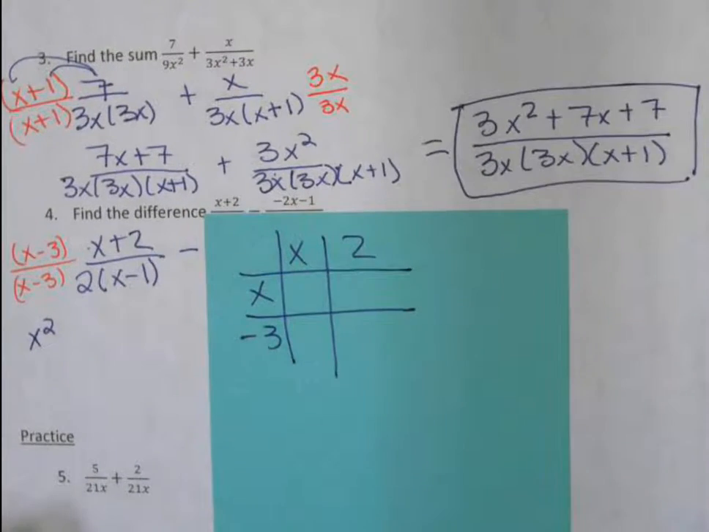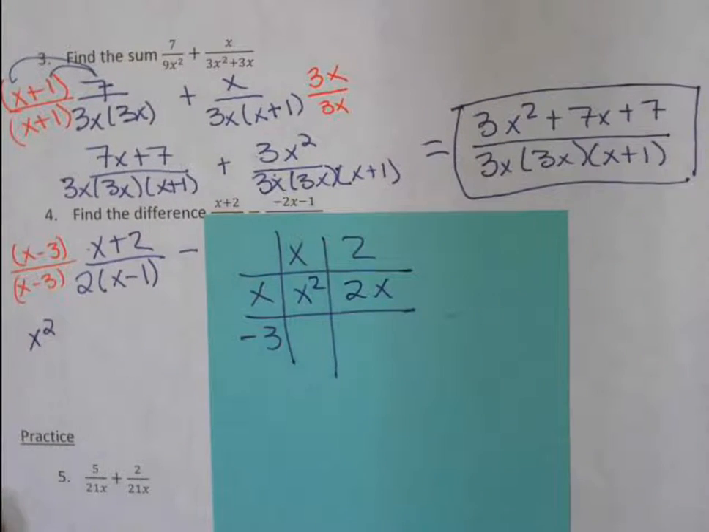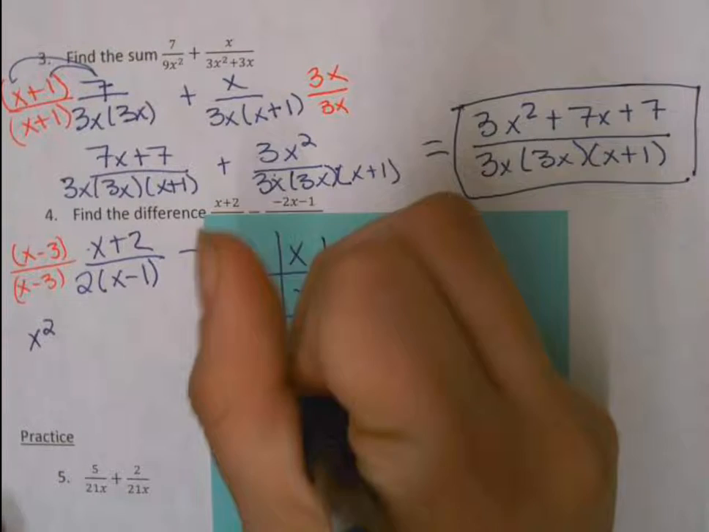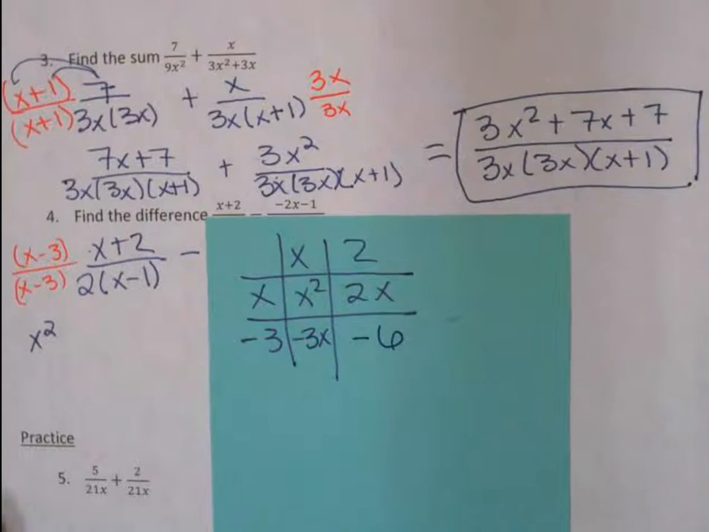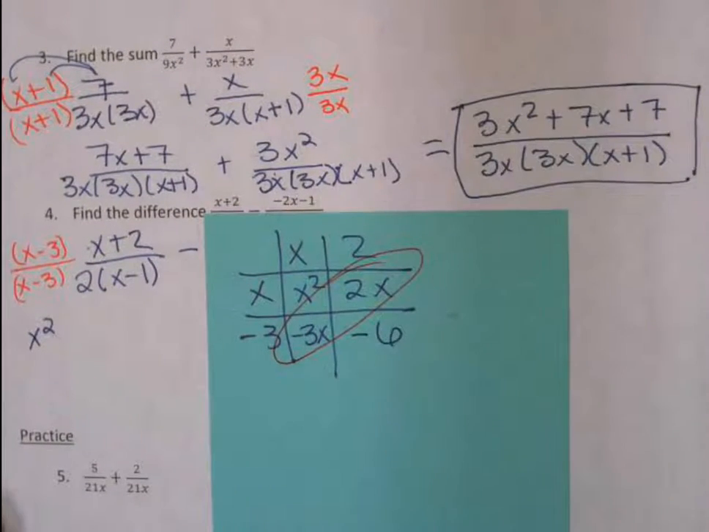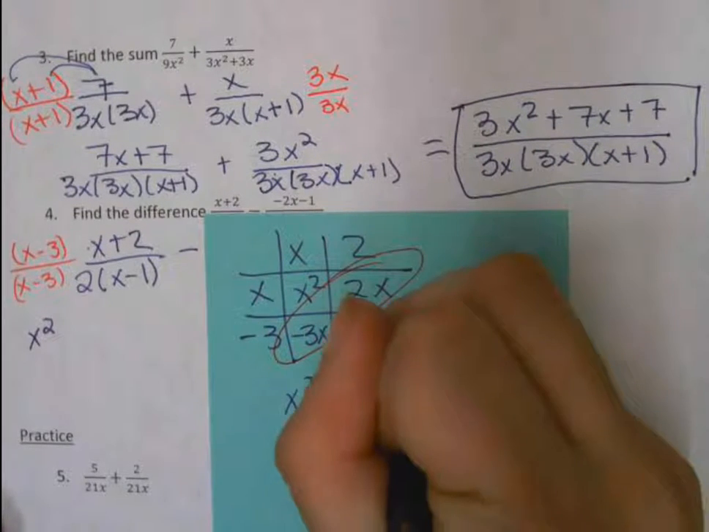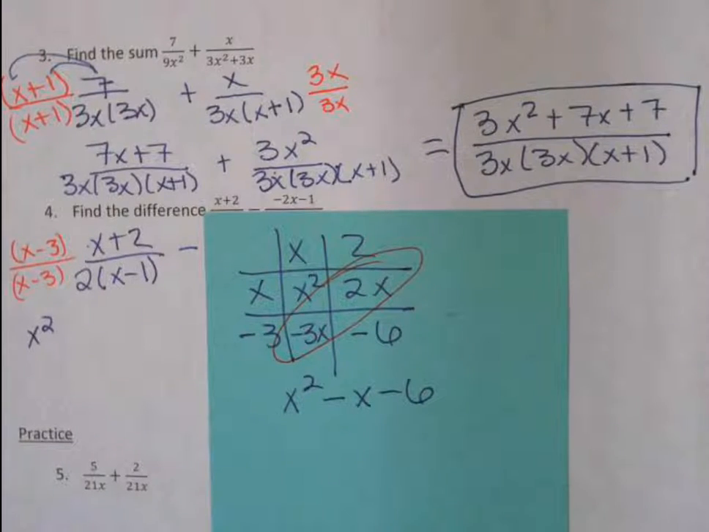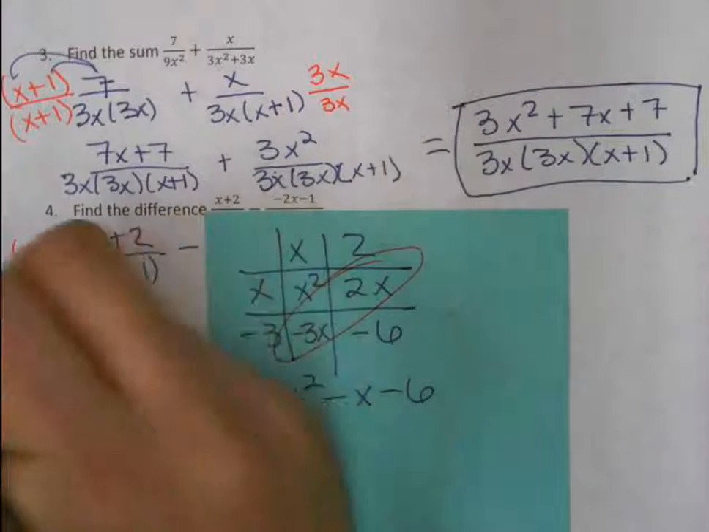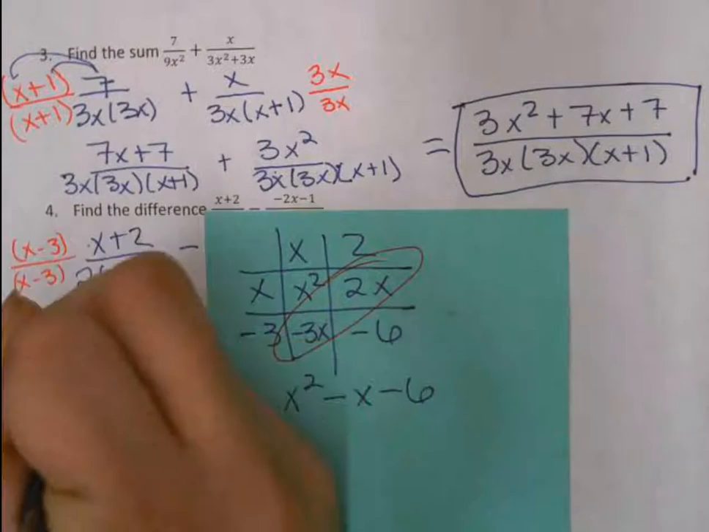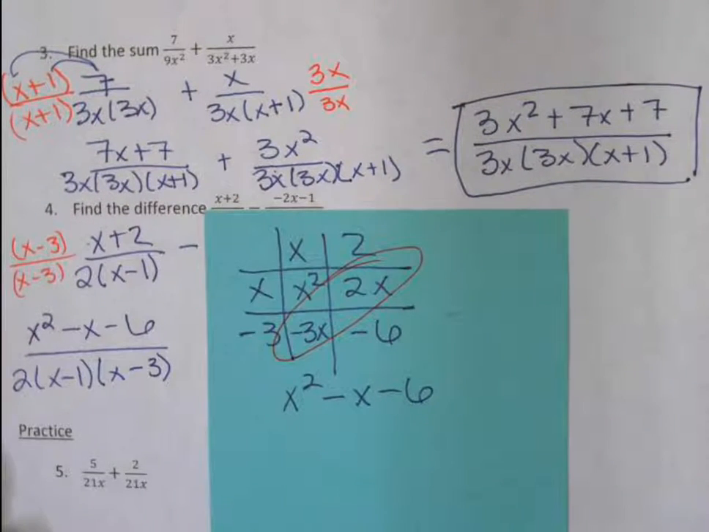So what's x times x? Positive 2x. The 2 is positive. Negative 3x. And then I want to combine like terms in the middle. Minus x. Minus 6. Yeah, the 3 is negative, not the 2. That's the whole top one. The bottom I'm going to leave factored.